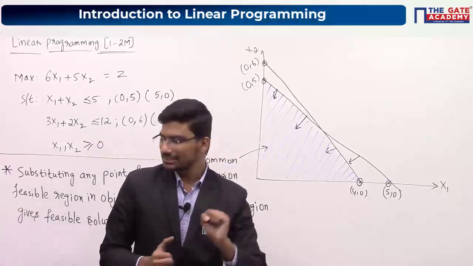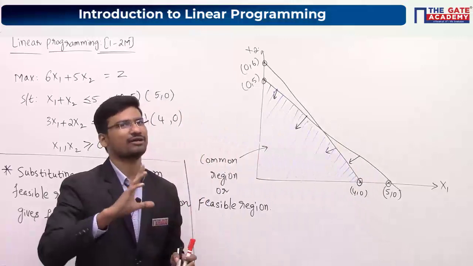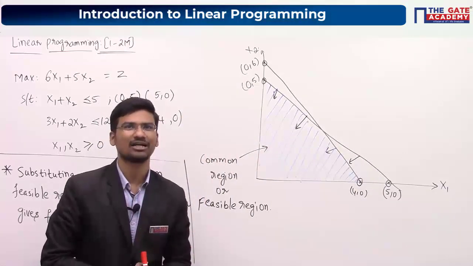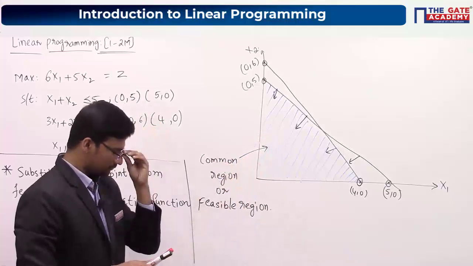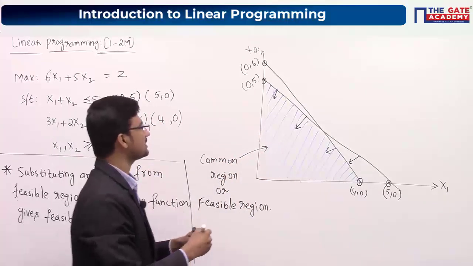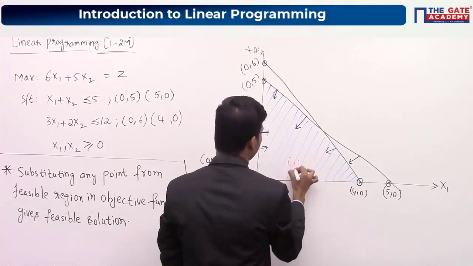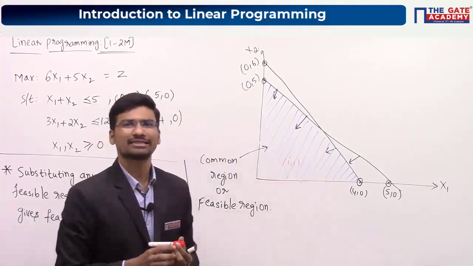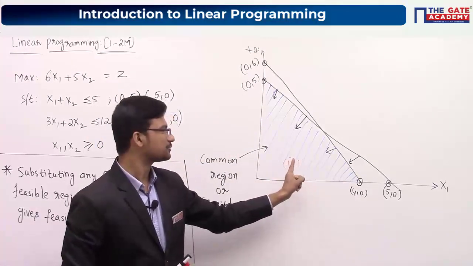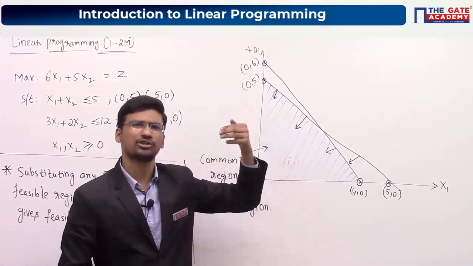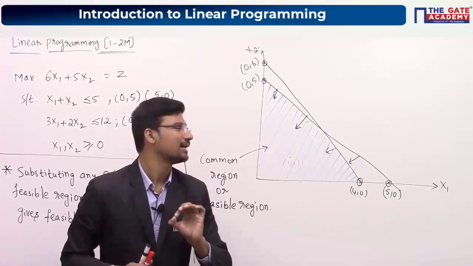Now let's understand this clearly. Why are we considering only corner points? That thing we are going to see now. To understand this, let us consider a point here. Let us say it is (1, 1). This is a feasible point. Now if you substitute this (1, 1) in the objective function, you will get some solution which is known as a feasible solution.